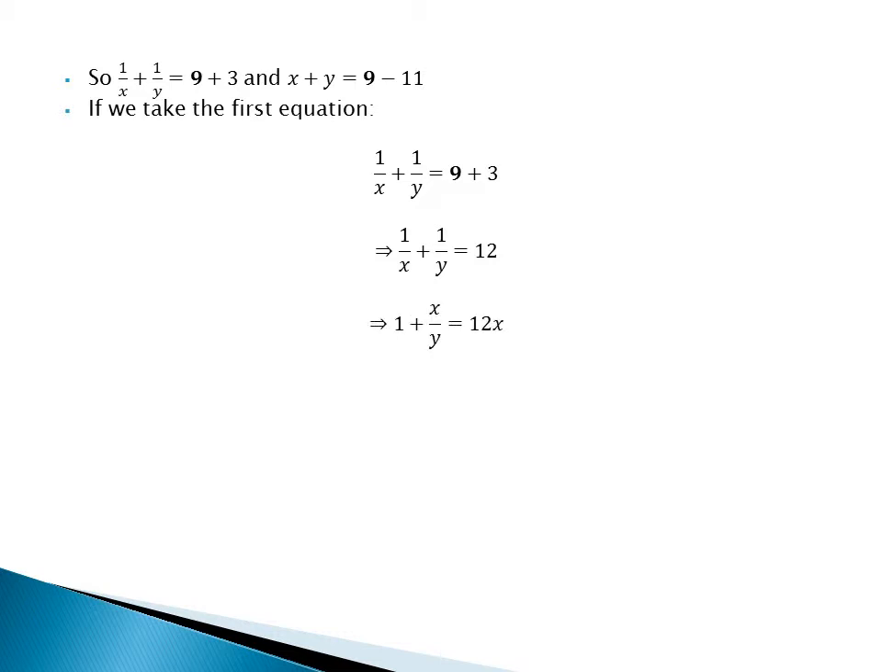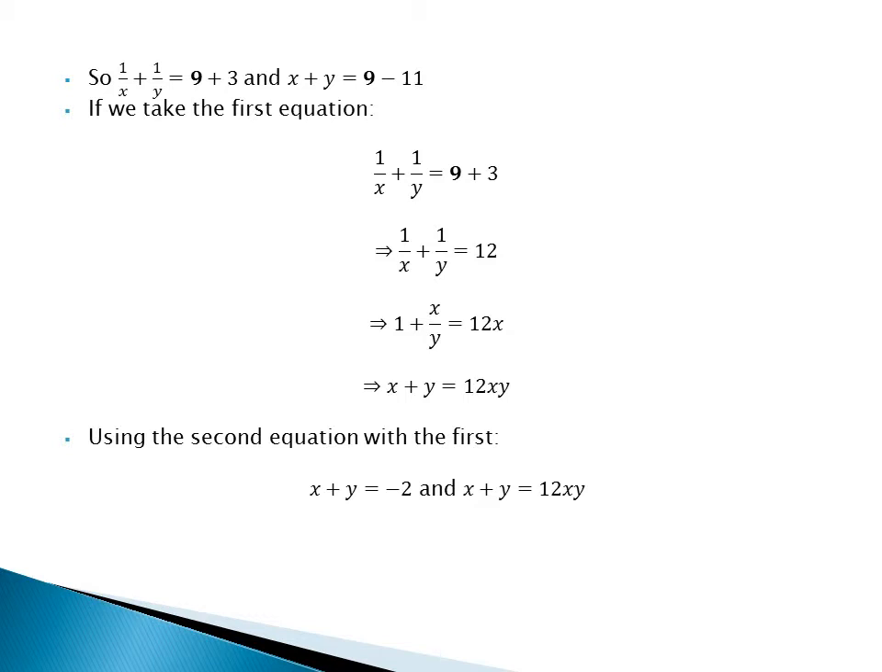If we times everything by x, we get 1 plus x over y equals 12x. And then times everything by y, we get x plus y equals 12xy. Now if we look at the top two equations again, both of these equal x plus y, so we can equate both right hand sides of each equation. We can say that 12xy equals minus 2, and minus 2 is the value that you want.